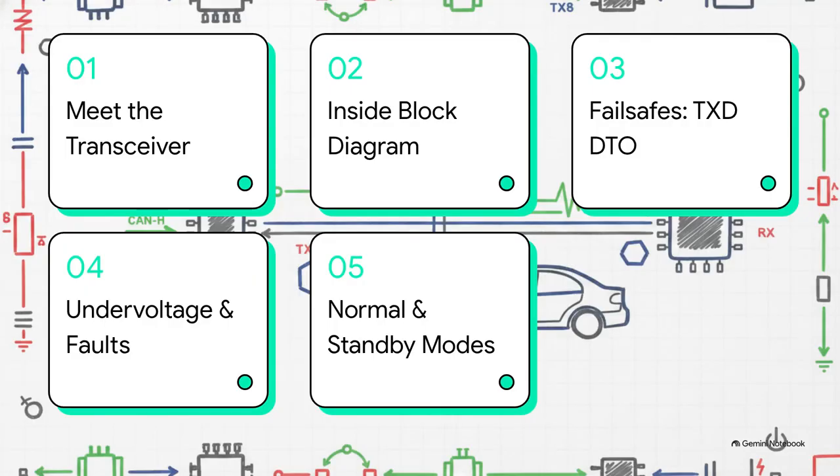So, to make this dense technical datasheet a bit more digestible, here is our roadmap for today. First, we'll meet the TCAN1042 transceiver. Then, we'll peek inside the block diagram, cover some clever failsafes like the TXD dominant timeout, look at how it handles undervoltage and faults, and wrap up with the normal and standby modes.